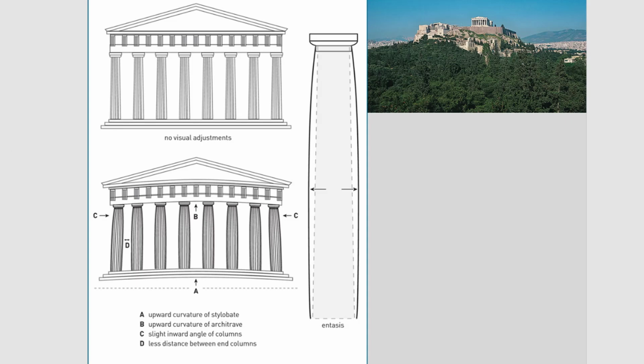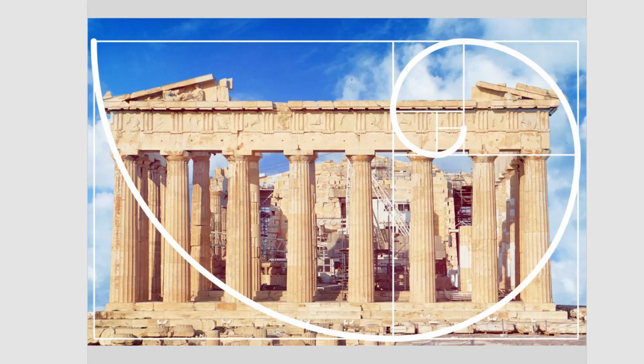Gives the impression that it's a straight line. Really cool stuff. Here's the golden ratio, which is a law of proportions. A lot of things that we still have today are in this proportionality, and this is just a famous example of that, using those proportions.